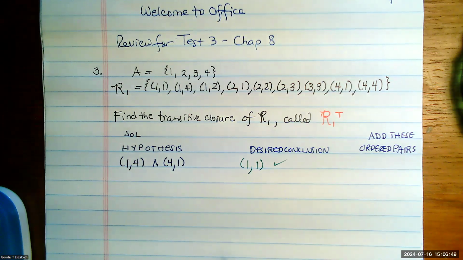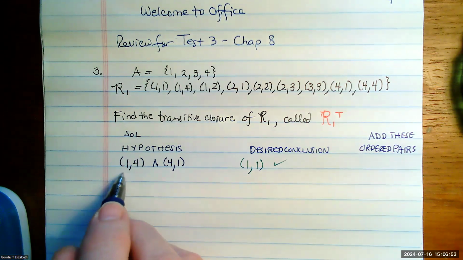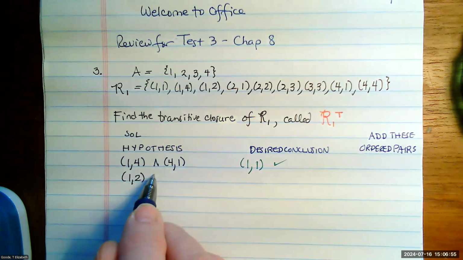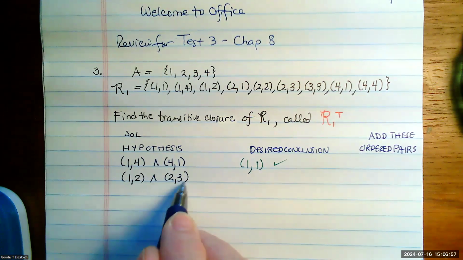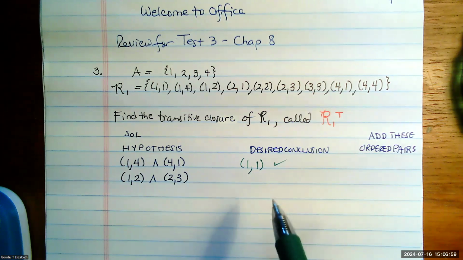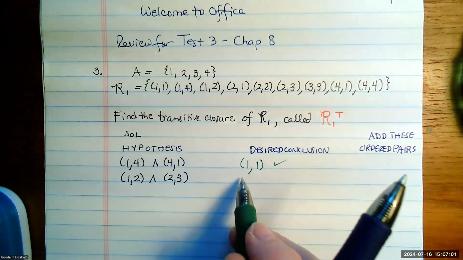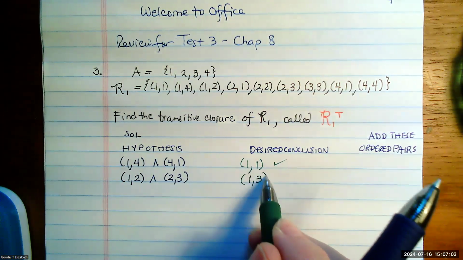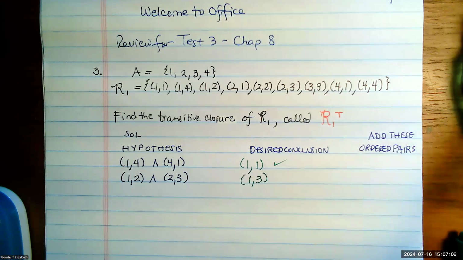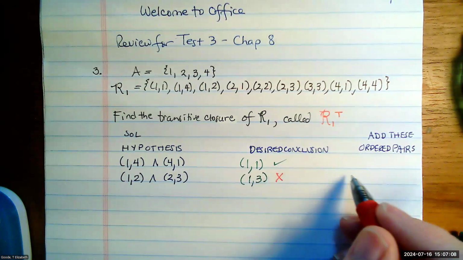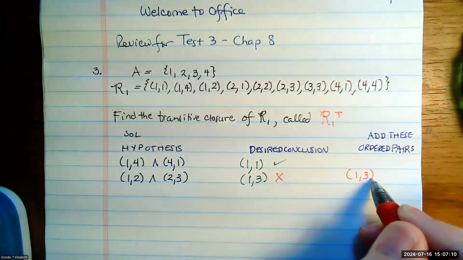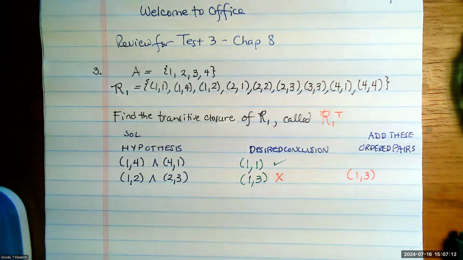1, 2 and 2, 3. Okay, so what is the desired pair? 1, 3. And do we have that one? No, we don't have that one, so we're going to add 1, 3. Great. Keep going.